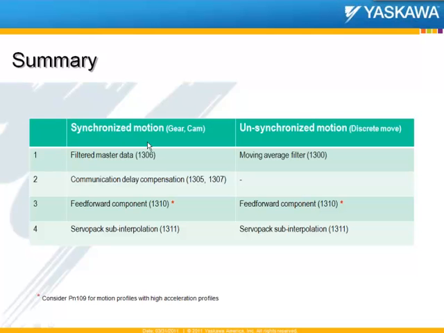You'll have to set them equal to the DP RAM update for these sub-interpolation values to take effect. In summary, we looked at the synchronized motion profiles where the master data could be filtered using parameter 1306, and then network communication delay could be compensated for using 1305 and 1307. We looked at the feed-forward component 1310. Again, care needs to be used with 1310, which is not highly recommended for profiles where velocities change rapidly over motion scans. We also looked at sub-interpolation at the servo pack level, which is parameter 1311.